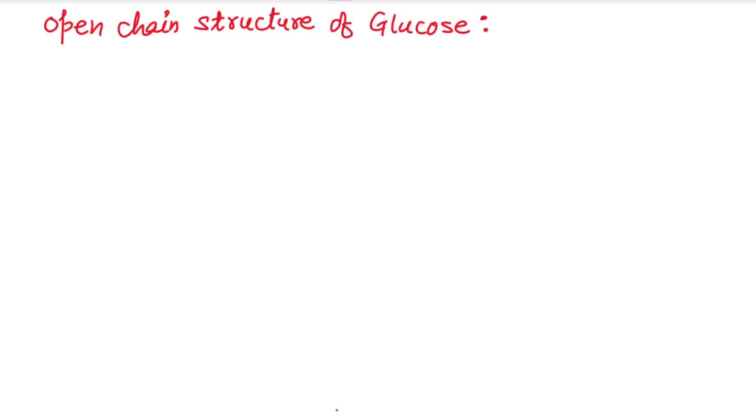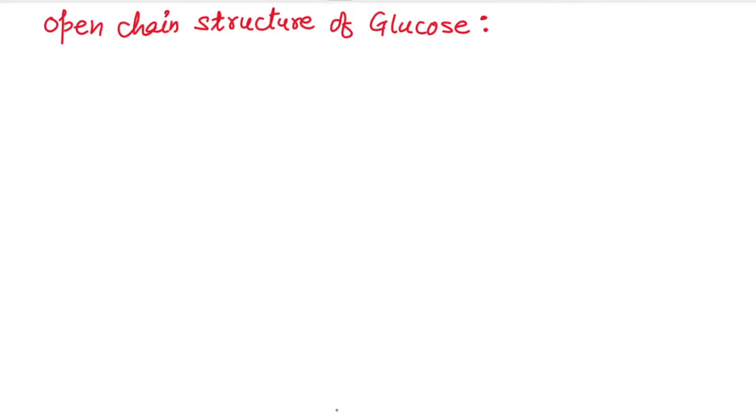5 hydroxyl groups, because it forms glucose pentaacetate with acetic anhydride, and there is one primary alcoholic group because when it reacts with HNO3 it gives saccharic acid. Okay. Now let us discuss its open chain structure.